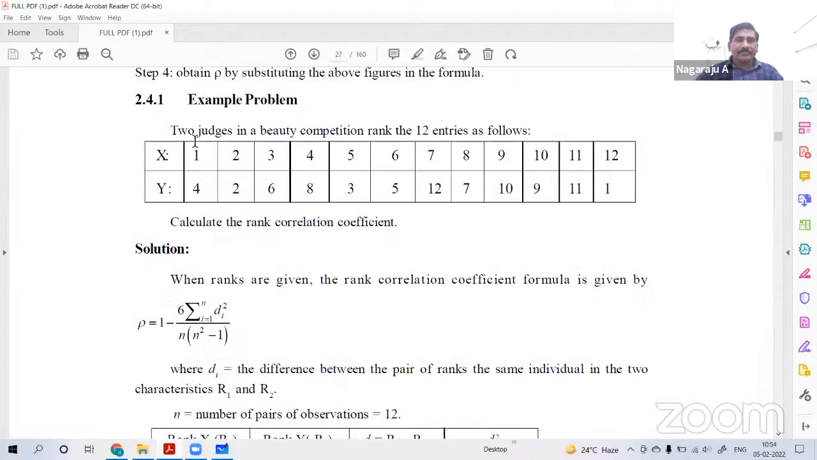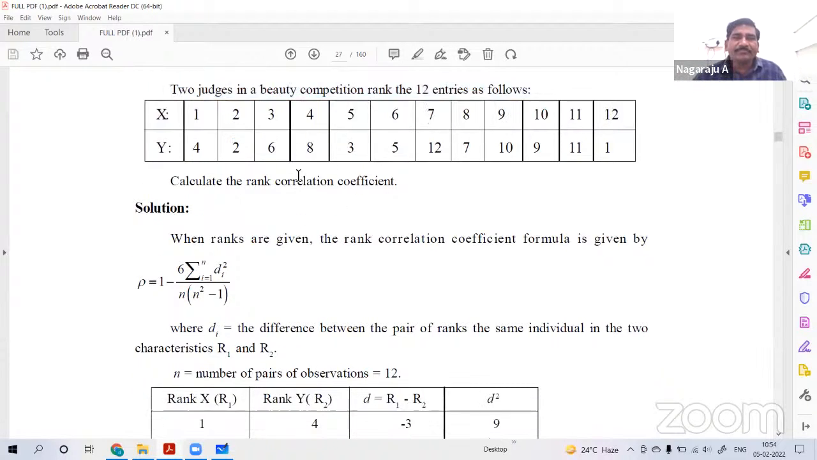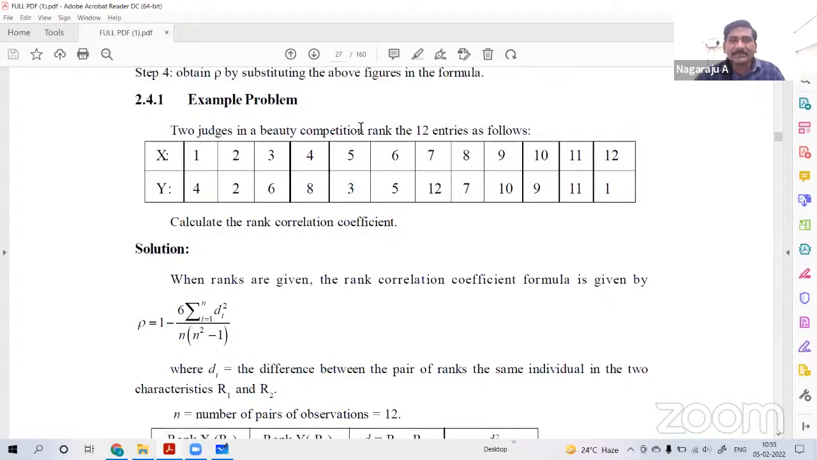See here, two judges in a beauty competition ranked 12 entries as follows. The x data is 1, 2, 3, and so on up to 12 ranks, and Y also has ranks mentioned. Ranks are already given, so there is no need to allot them. Otherwise, if data is given, we allot the ranks: the smallest is first and the highest is last.